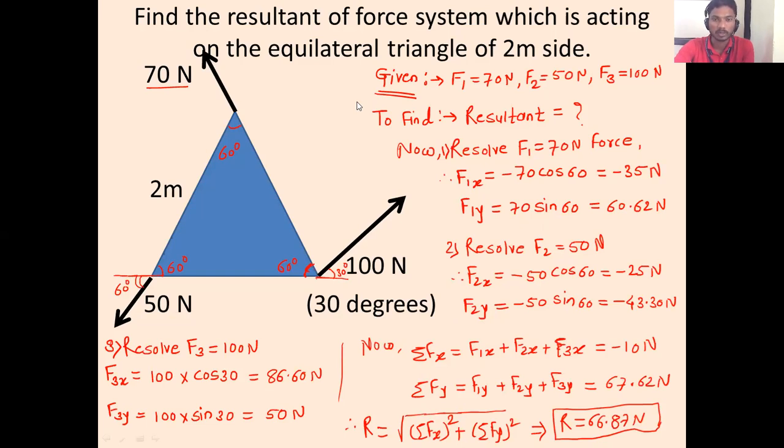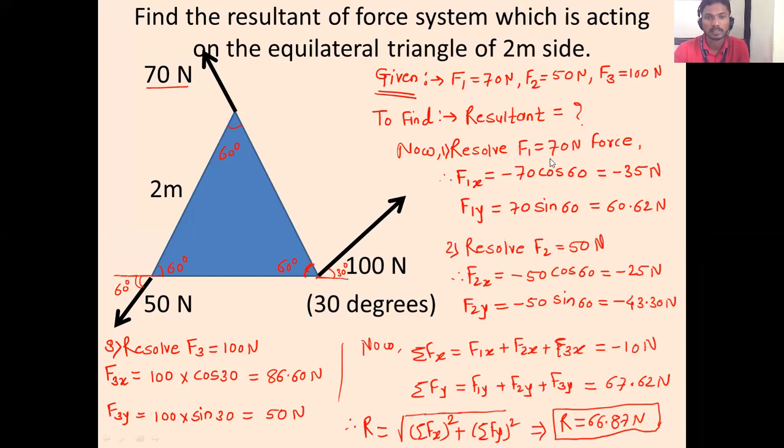So let us see quickly this problem. Here summation Fx has gone wrong. So let us see quickly what the problem was. How many forces were there in this system? Three forces. For force 1 we gave 70, for the second one 50, and the third one is 100 Newton. All forces are inclined, so we have resolved all the forces along the x-axis and y-axis, or we found their x component and y component.